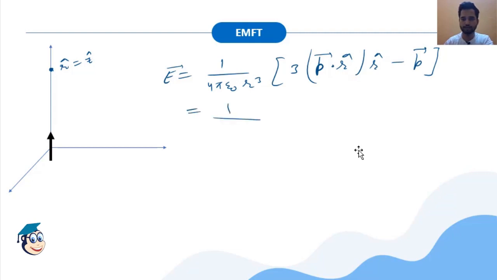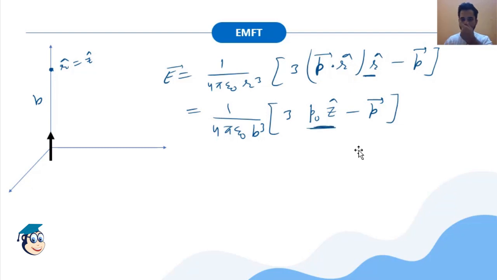So you will get 1 over 4 pi epsilon naught r cube, which is b cube, because this distance is b. And 3 times P dot r cap: P is in z direction, r cap is also in z direction, so it will become equal to nothing but P, and r cap again is equal to z cap. So this is nothing but 3P minus P vector. You will get 2P vector divided by 4 pi epsilon naught b cube. This is the electric field at this point, which is 0 comma 0 comma b.